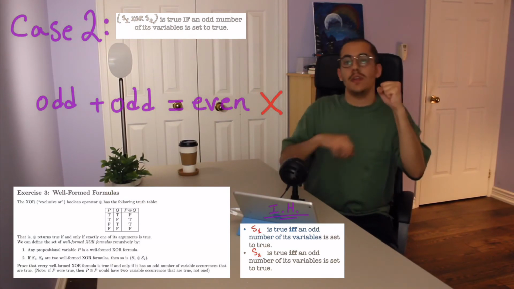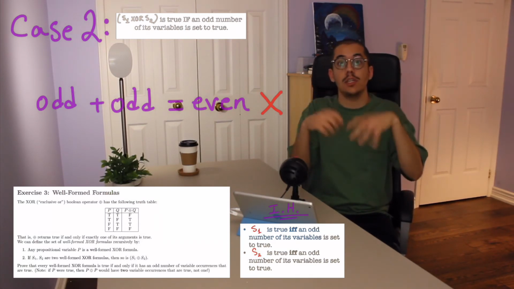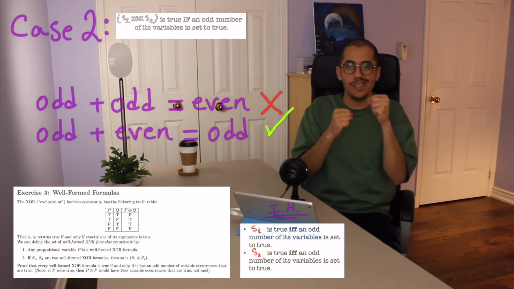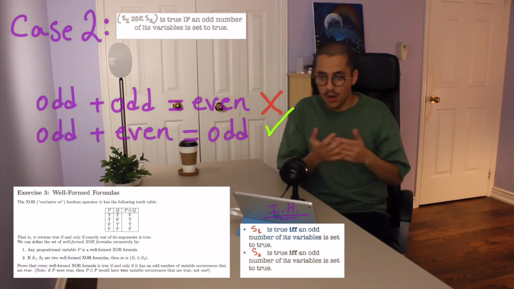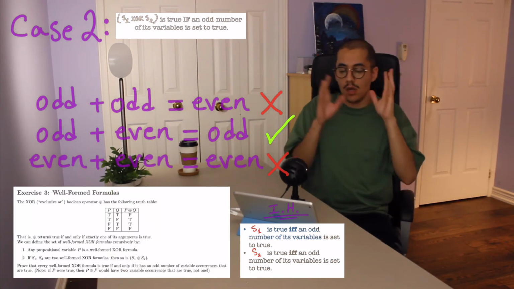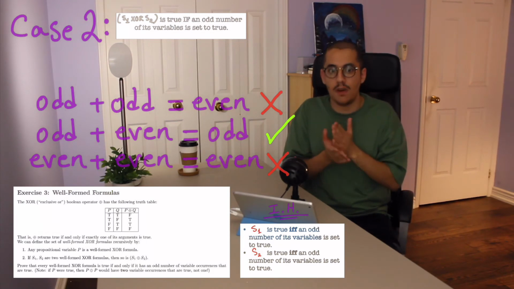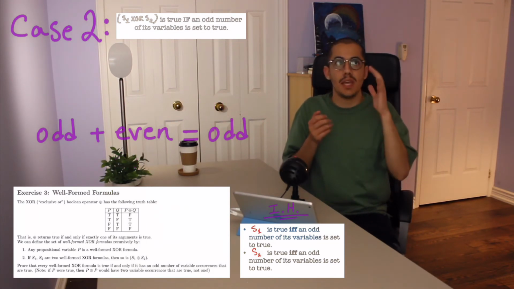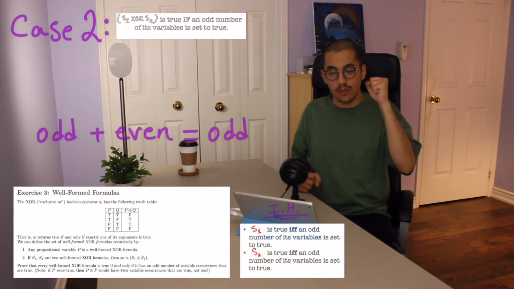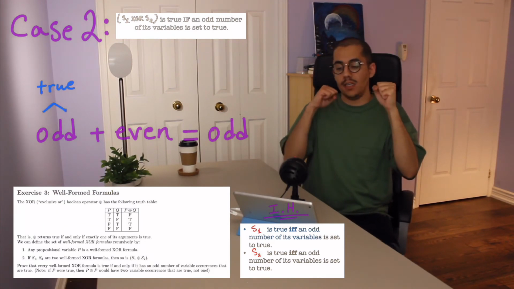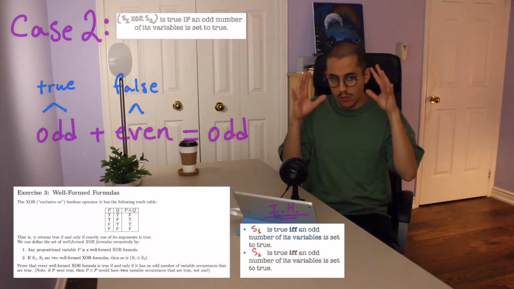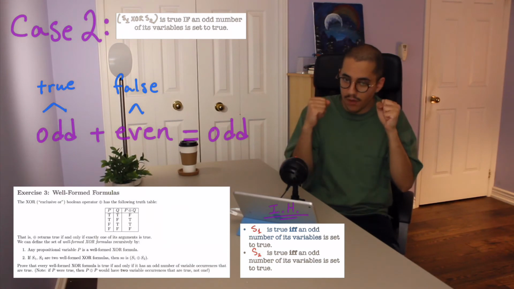So if one is odd, then the other has to be even, so that the summation in total is odd. It can't be even and even either, because that's even. So one of them has to be odd and one of them has to be even. Now, based on our inductive hypothesis, if it had an odd number of variables, it's true, and if it had an even number of variables, it was false. So one of them has to be true and one of them has to be false.